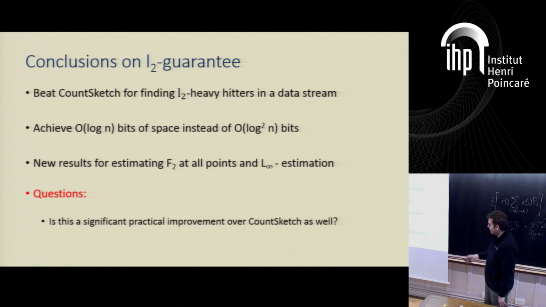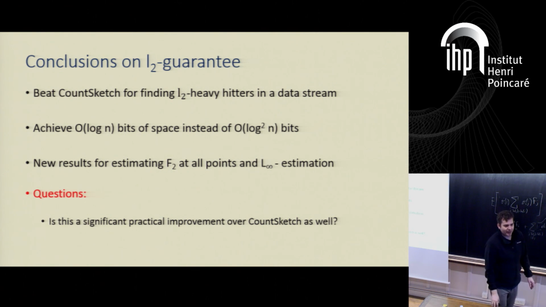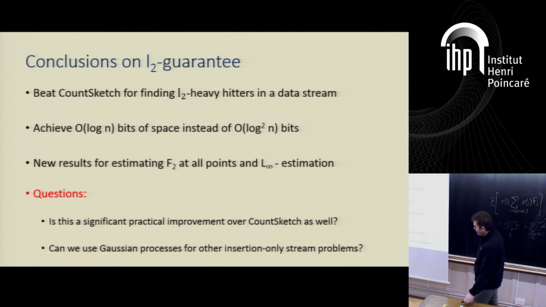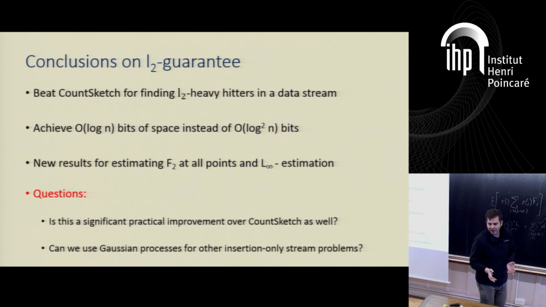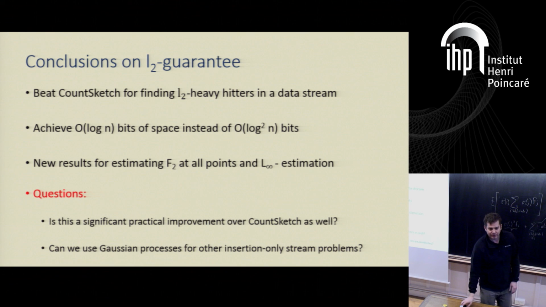Open questions, again, just like for the first talk: is this a significant improvement in practice over CountSketch? And another interesting question to me is that Gaussian processes seem to be a key idea here for getting this to all work. Can it be used for other problems in insertion-only streams to get better bounds?